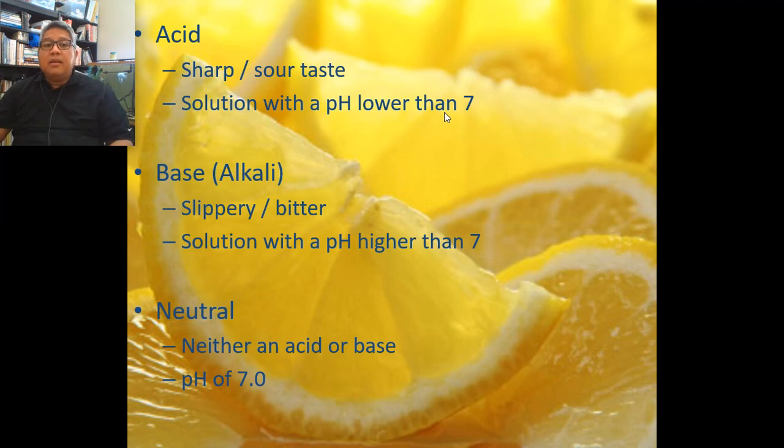Now bases will be slippery and bitter, with a pH higher than 7. Those would be things like calcium carbonate. So anything with a bitter taste will most likely have a pH higher than 7. Now, a neutral substance, neither an acid nor a base, will have a pH of 7.